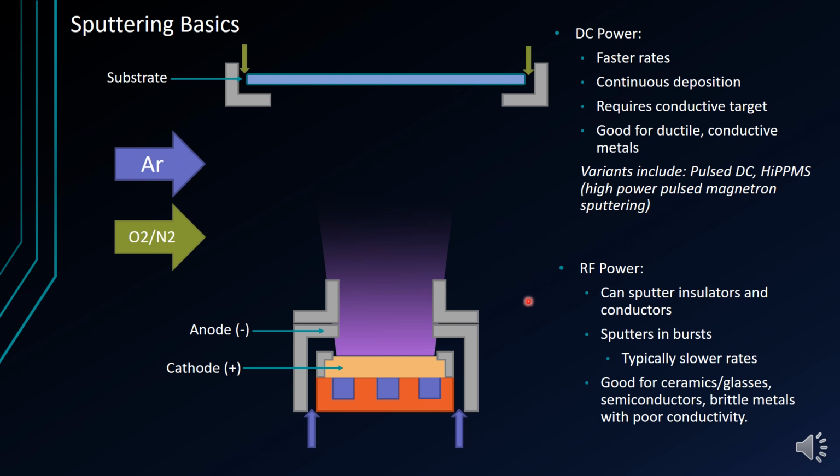When using DC power, the target you wish to sputter is the cathode, and with RF power, the polarity between the two oscillates. The anode is then some surrounding shield, which is suspended away from the target by a few millimeters.